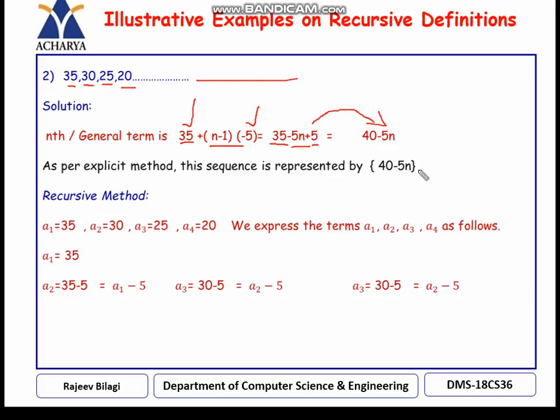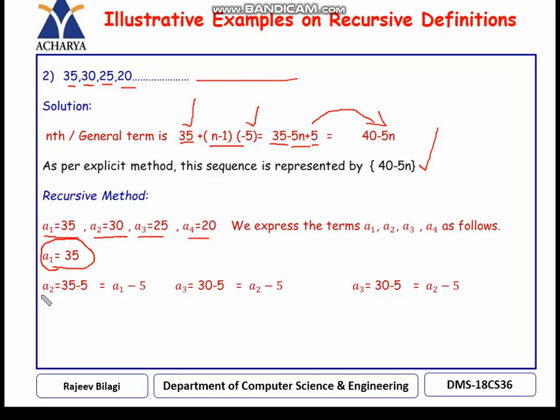So this is as per the explicit method: 40 minus 5n. Similarly, how are we going to write this using the recursive method? As in the previous problem, a1 is equal to 35, a2 is equal to 30, a3 is equal to 25, a4 is equal to 20. So we express the terms a1, a2, a3, a4 as follows, where a1 is the first initial value, a1 is equal to 35.